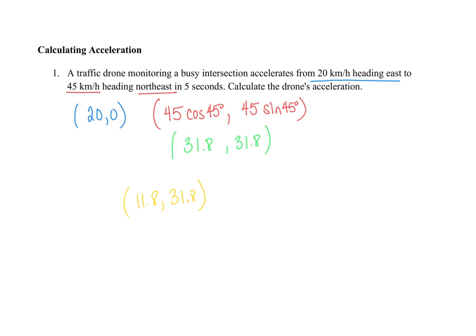How do I find overall magnitude then of that displacement? Yeah, I'm going to do my Pythagorean theorem. It's just the square root of this squared. So I'm going to take that and I'm going to say 11.8 squared plus 31.8 squared in that root.